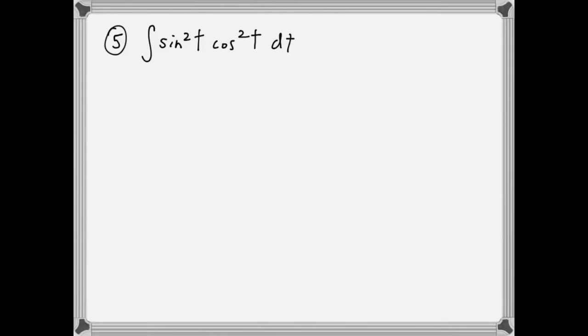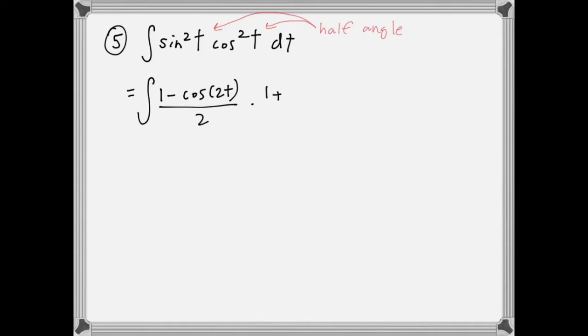This is tricky because we have two of them and they're both even. So the trick here is going to be to use half angle on each one. So we're going to use half angle for that one, but then we're also going to use it for that one. So let me write it in this form, right? This is going to be (1 minus cosine of 2t)/2 times, the other one is (1 plus cosine of 2t)/2 dt.